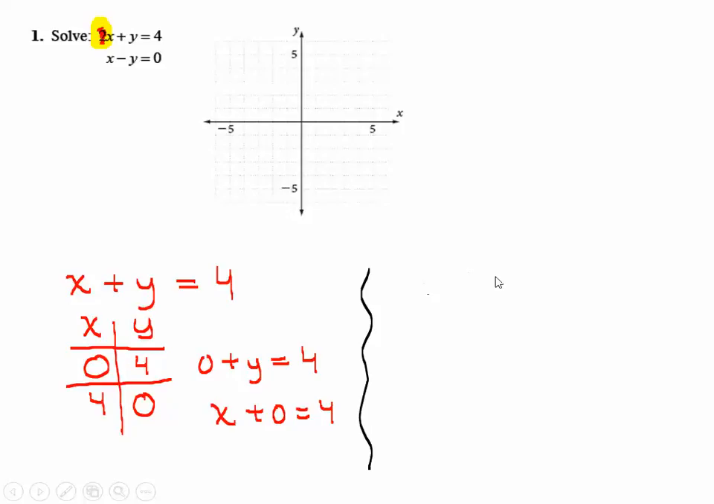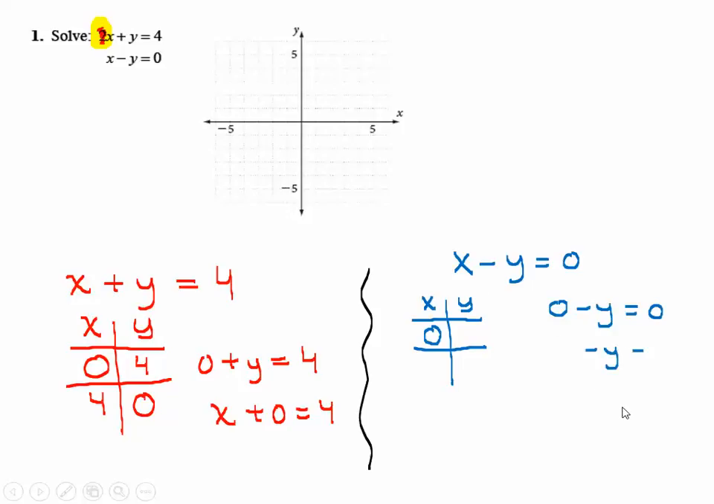Jump over here. This is the only time where the intercept method does not work, and they gave it to you right off the bat. The reason why it does not work is when you plug in a 0 for the x, what is y going to be? After a little bit of work, negative y is equal to 0. Divide through by negative 1, and we get 0. The intercept method does not work here because you only have one single point.